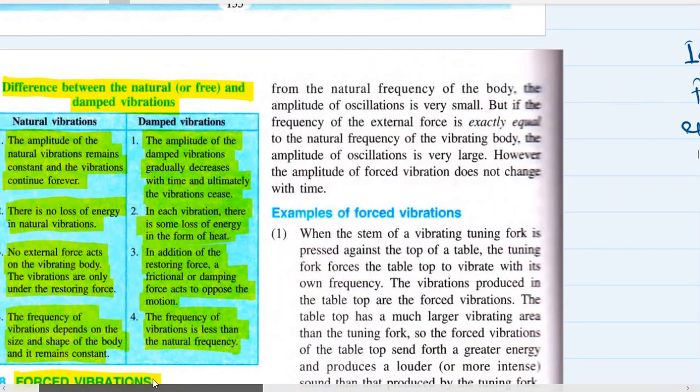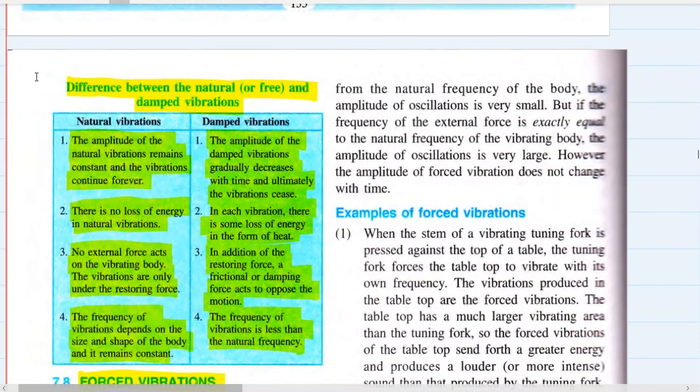Matlab, the force with which we are vibrating the body, if its frequency, the periodic force's frequency, and the body's natural frequency do not match, then what will be the amplitude of oscillation? Very small. Matlab, the body will vibrate, but the sound produced due to these vibrations will not be very loud. But if the frequency of the external force is exactly equal to the natural frequency of the vibrating body, the amplitude of oscillation is very large. However, the amplitude of forced vibration does not change with time.